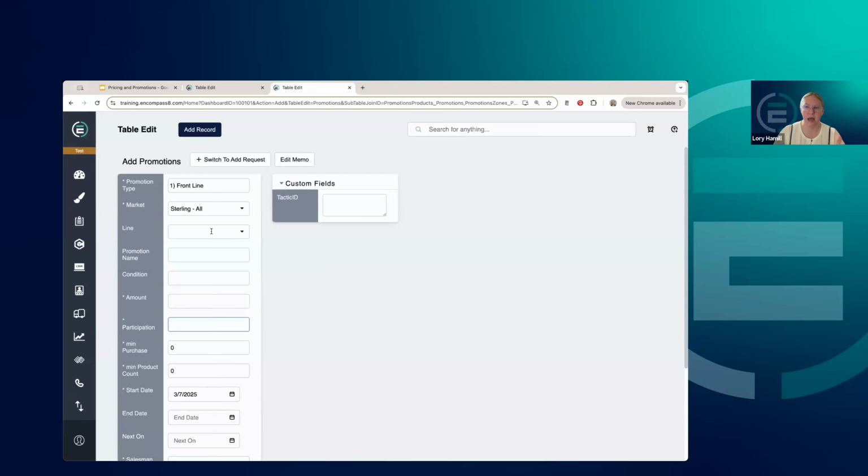In this case, I'm not going to set a line. I'm going to attach a different one in the individual promotion products. Because I already know I'm going to do that, I'm going to put a 0 for amount because it's a required field, and I'm going to put a 0 for participation. Again, you'll notice it's a required field. But I'm going to come back.